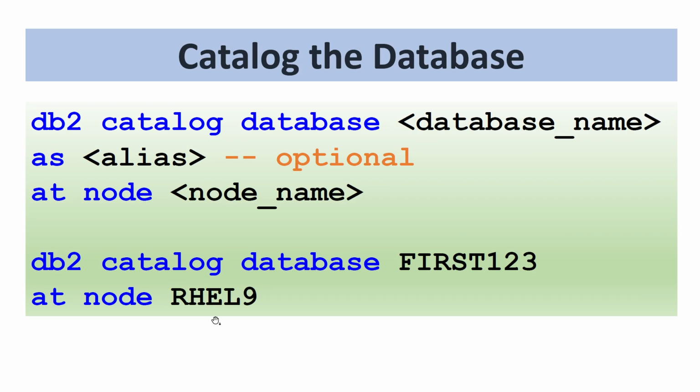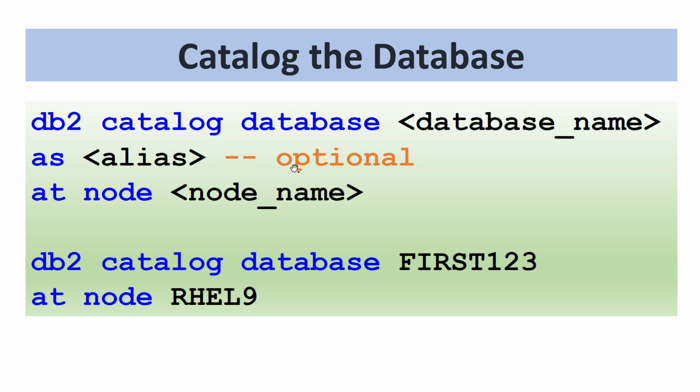So once the node has been cataloged, you can catalog the database. To catalog the database, you will say db2 catalog database, the name of the database, as alias. The alias is optional, and at node, this is the node that you cataloged here. So if you see the example, db2 catalog database, the name of the database, at node this. Now, as alias, although it is optional, it is a good practice.